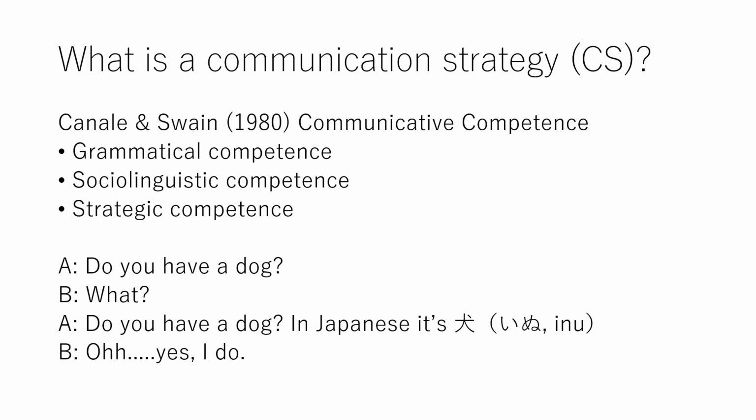So here's an example of a conversation. A says, do you have a dog? B doesn't understand something here, so they say, what? A says, do you have a dog? In Japanese, it's inu. B says, oh, okay, yes, I do. So at that moment when B doesn't understand, the conversation kind of breaks, and they say what? That's a conversation strategy.